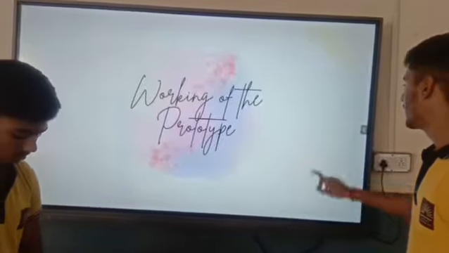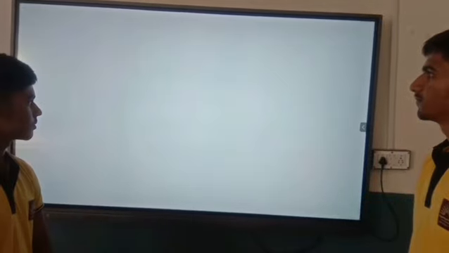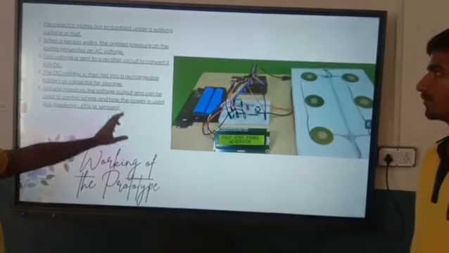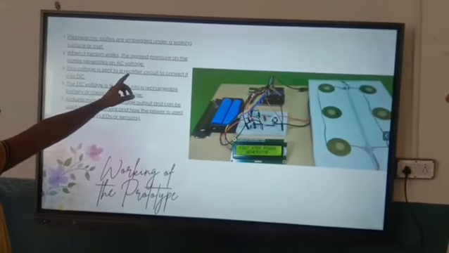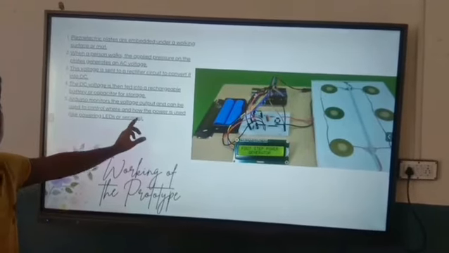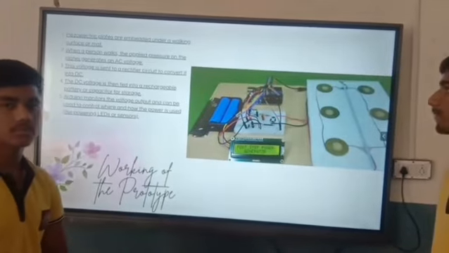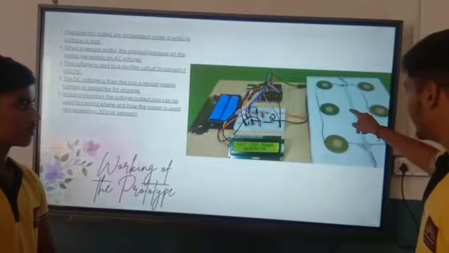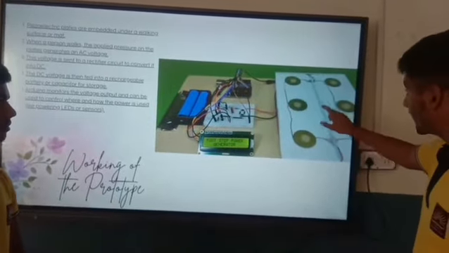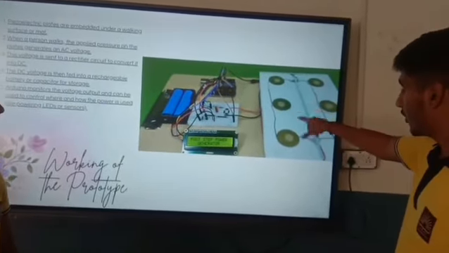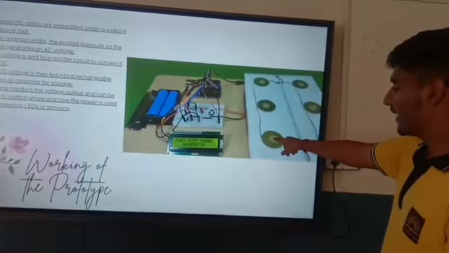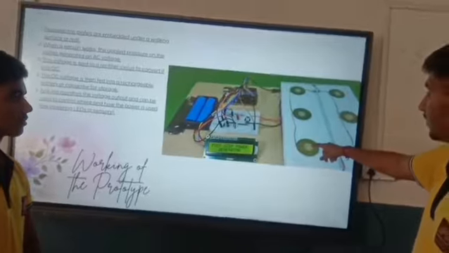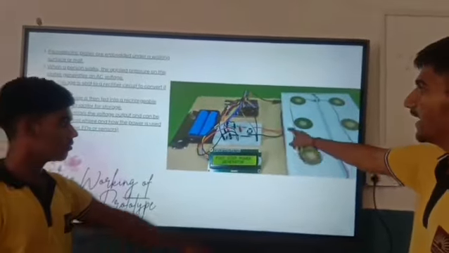Working of the prototype. This is the working of this prototype. Piezoelectric plates are embedded under a walking surface or a mat. When a person walks, the applied pressure on the plates generates an AC voltage. Like you can see here, this is the plate, and when a person's footsteps are on it, these piezo plates convert the mechanical energy gained from the footsteps of a person into electrical energy.